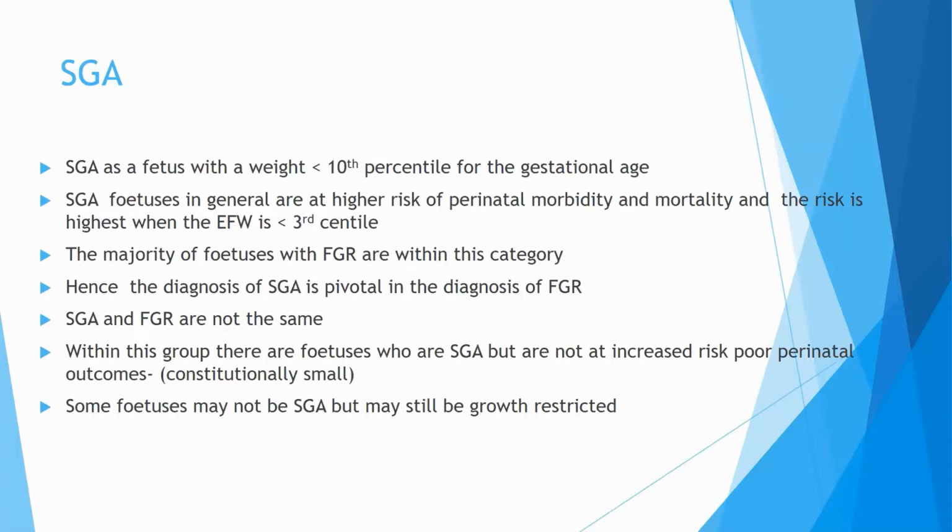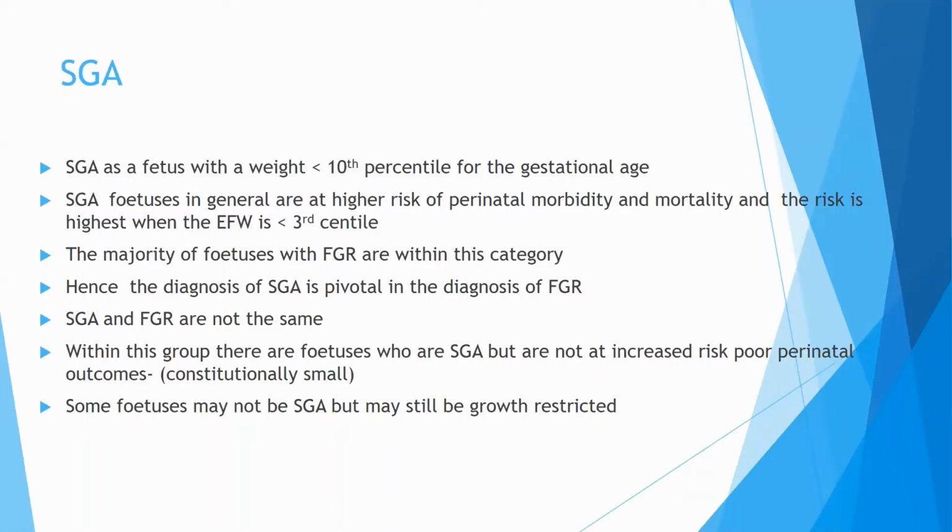Small for gestational age is when a fetus is seen to weigh less than the 10th percentile of the gestational age. So at any given time when we scan a patient, if that fetus is less than the 10th percentile for the gestational age, then we say that this fetus is small for gestational age. In general, these small for gestational age fetuses are also at higher risk of perinatal morbidity and mortality. But the risk has been recognized to be highest when the estimated fetal weight is less than the 3rd centile. And because of that, in some literature, it says that if the estimated fetal weight is less than the 3rd centile, then automatically you should say that this fetus is growth restricted.